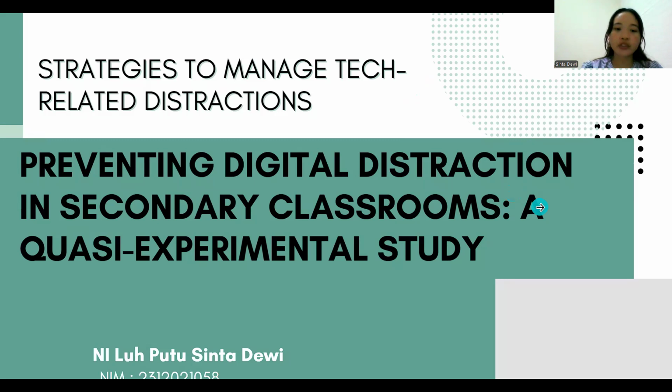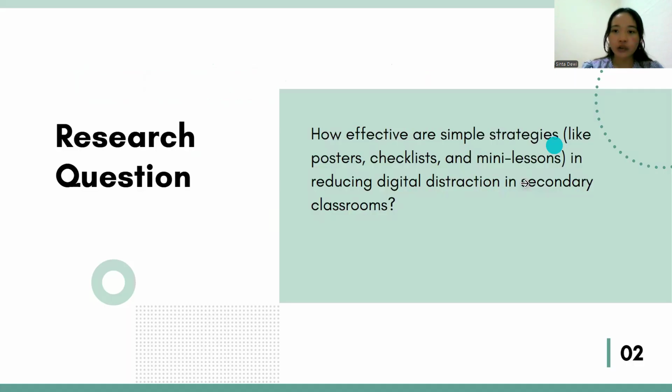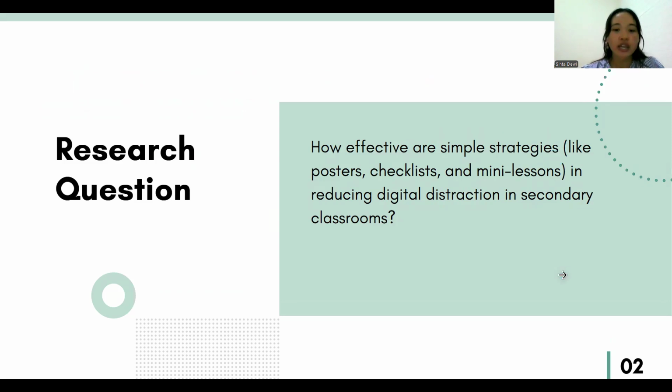First, I'm going to explain the research question, which is the purpose the author wanted to achieve with this research: to check how effective simple strategies like posters, checklists, and mini lessons are in reducing digital distraction in secondary classrooms. Because I use the strategy of how we can reduce distraction in students in the secondary classroom, that's why I chose this interesting article.